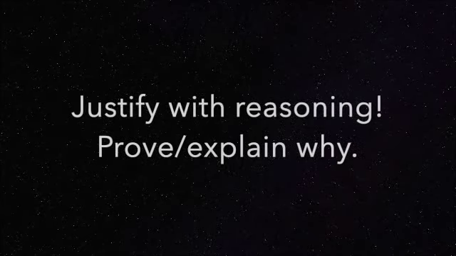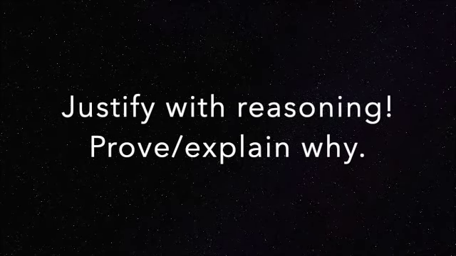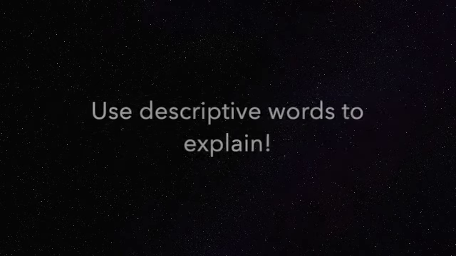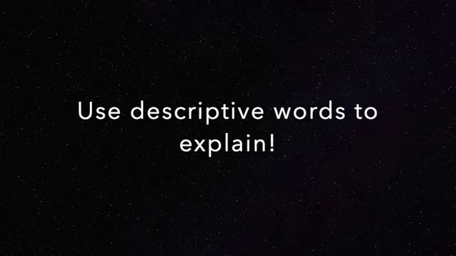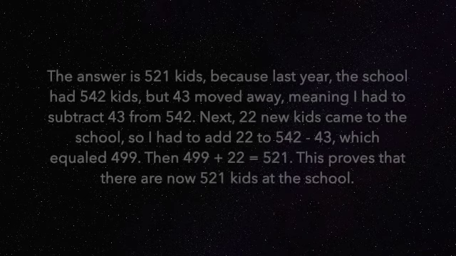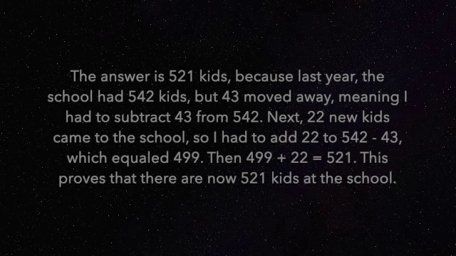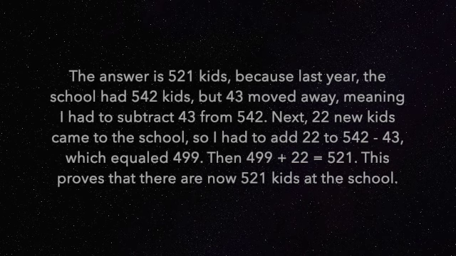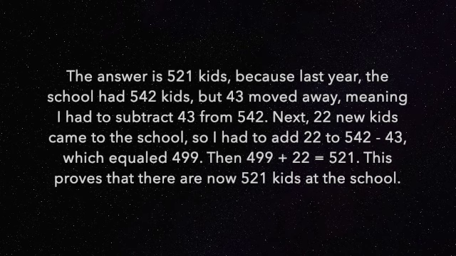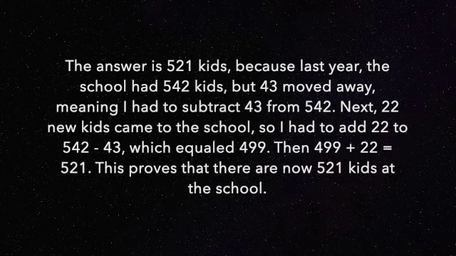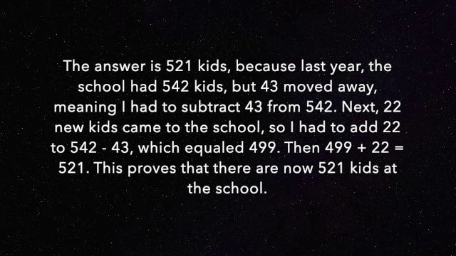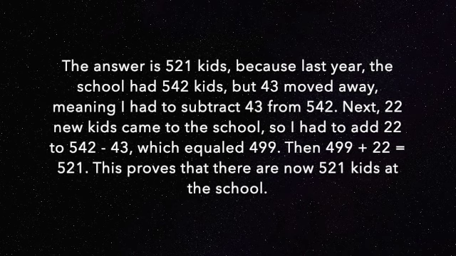All right, it's time to justify with reasoning, and that means to prove and explain why I got my answer. So by doing that, I will use words to explain my math. And this is what I would say in my sentence if I wrote it with words or if I explained it out loud. The answer is 521 kids because last year the school had 542 kids, but 43 moved away, meaning I had to subtract 43 from 542.